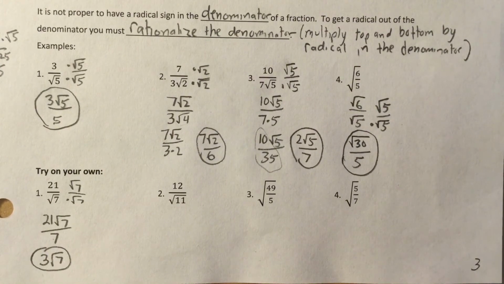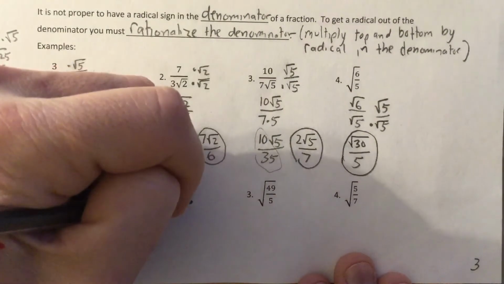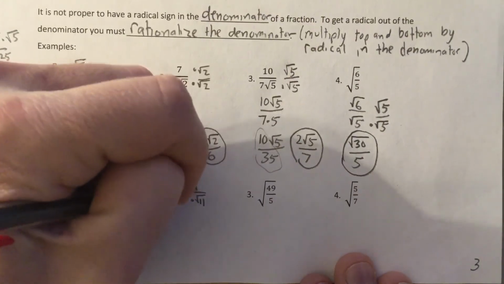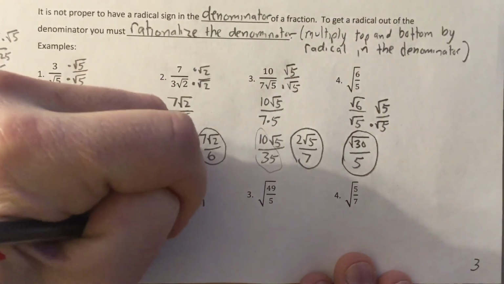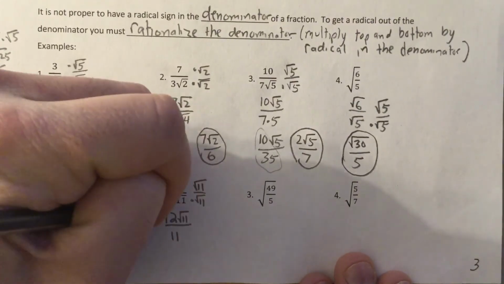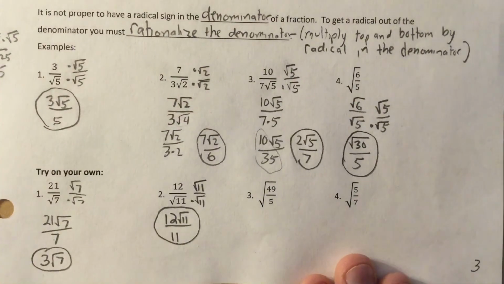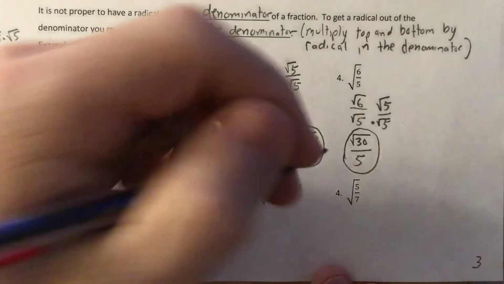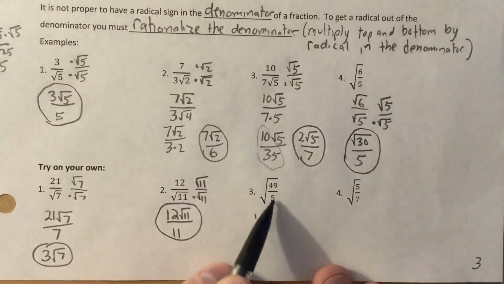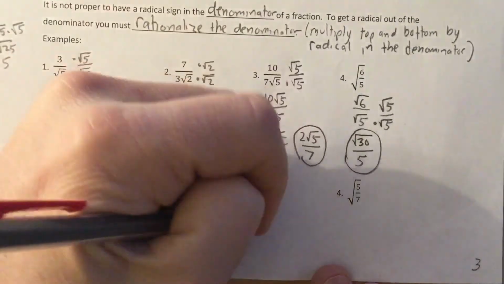All right, for number 2, I want to get rid of that radical, root 11. So multiply top and bottom by root 11. And I end up with 12 root 11 over 11. Nothing else can simplify. 12 over 11 doesn't reduce. For number 3, again, 5 doesn't go into 49 at all, so I can't reduce that fraction.